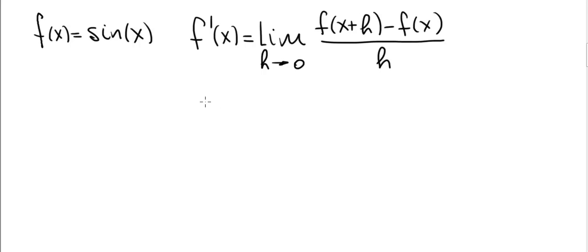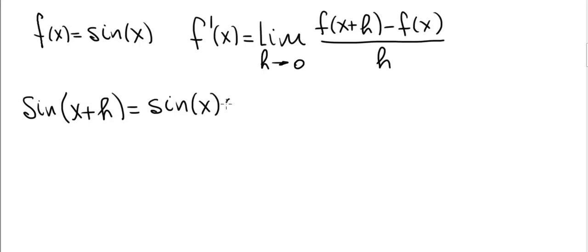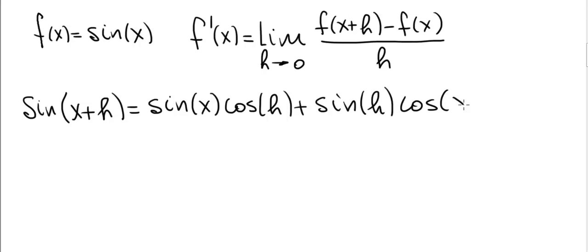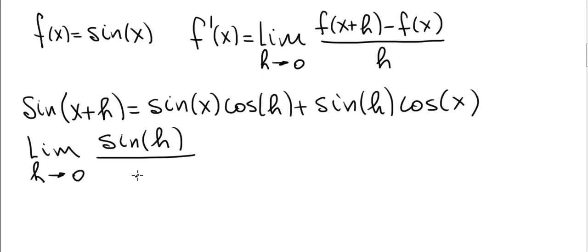Before we differentiate this function, we're going to need several preliminary results, and here they are. The first one is this trig identity. I'll use x and h instead of a and b that's normally used. Sine of x plus h is equal to sine of x times cosine of h plus sine of h times cosine of x. The second result we're going to need is the limit as h approaches 0 of sine of h divided by h is 1.